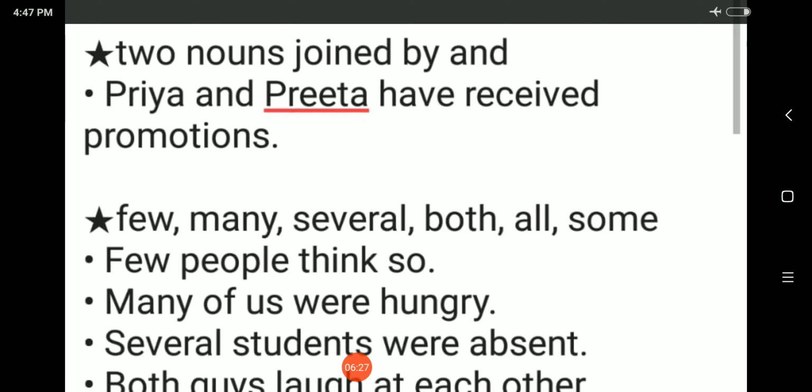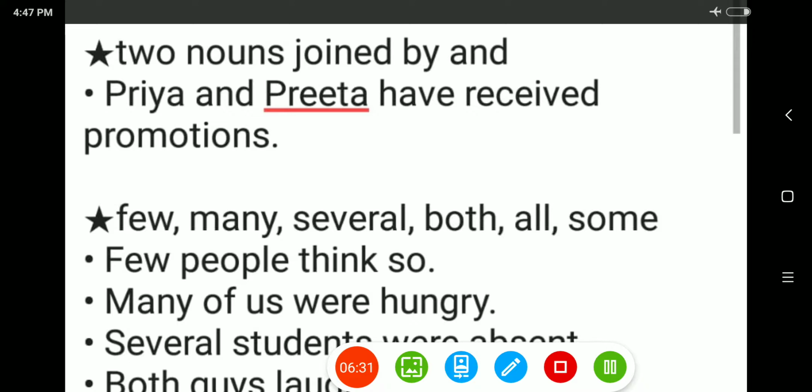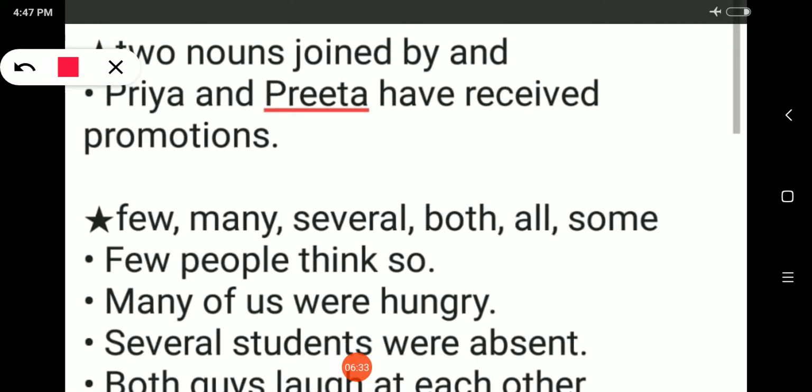So what is the next one? Two nouns joined by and. So and is a conjunction. All of you know that and is a conjunction. It is a coordinating conjunction. Okay. So listen, look at the example. Priya and Preeta have received promotions.